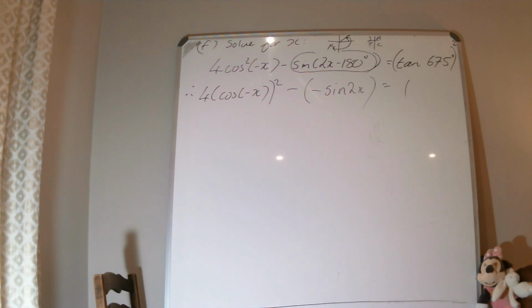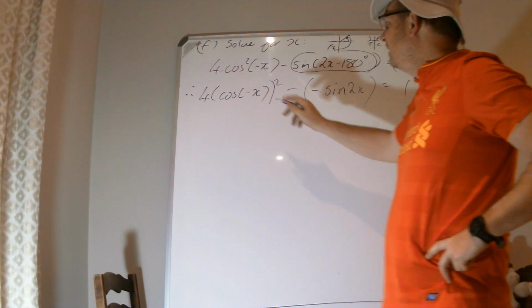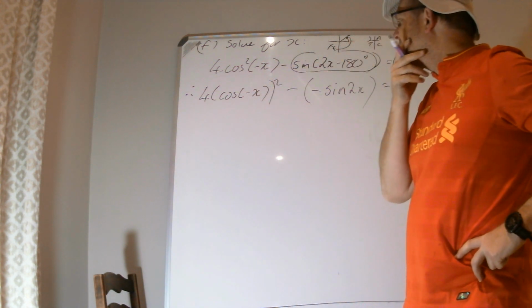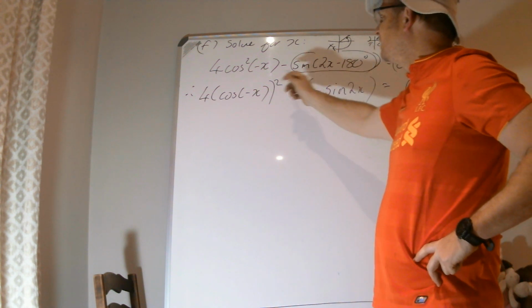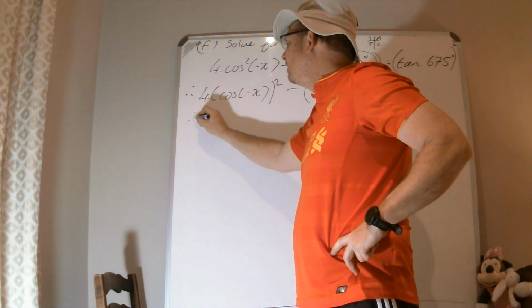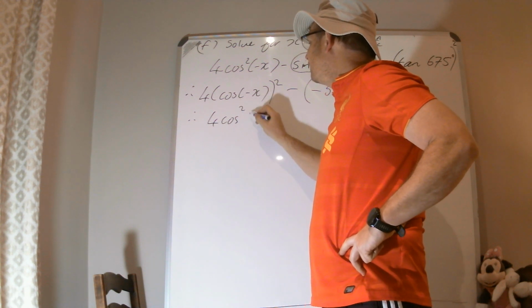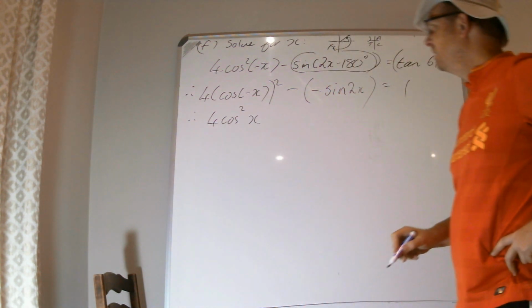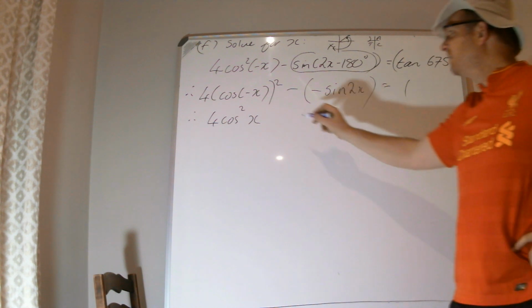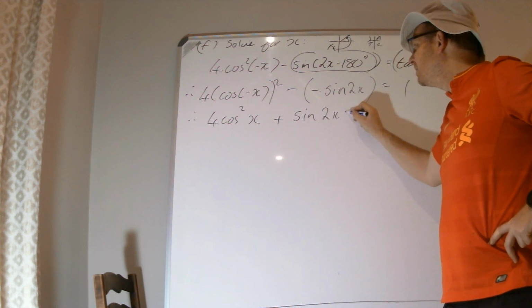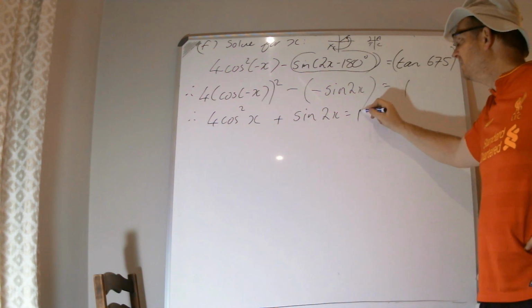Right, now over here, what are we going to get? If I square that, anything becomes positive, so it becomes 4 cos squared. Cos of negative x is the same thing as cos x, so I get 4 cos squared x plus sine 2x is equal to 1.